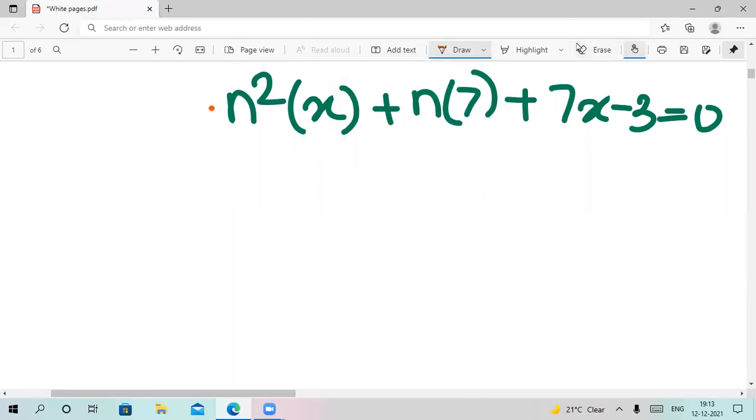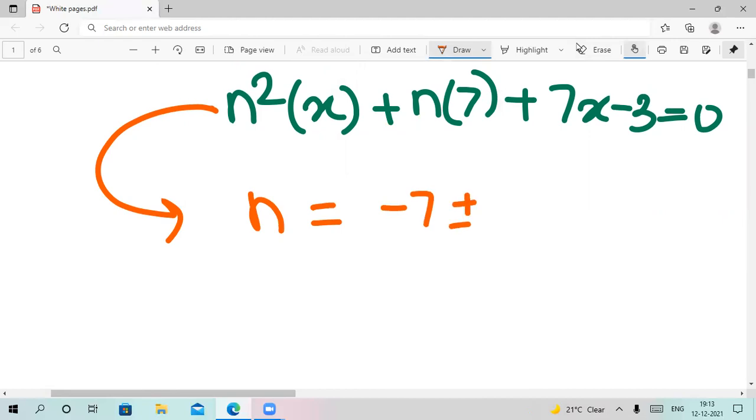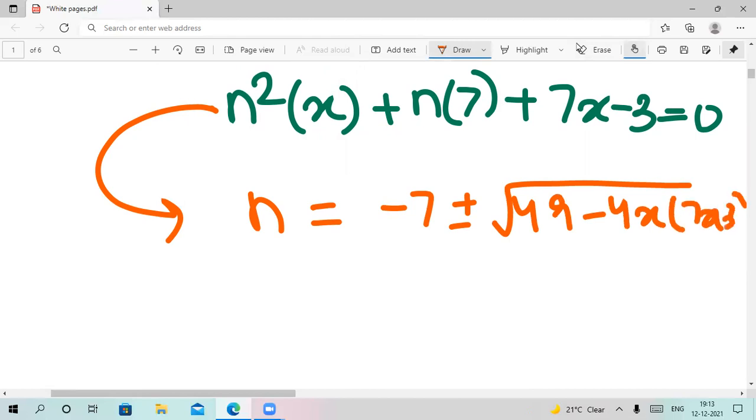I'm an Indian. So by Sridharacharya formula, which in America you usually call the quadratic formula, it will be negative 7 plus or minus the square root of 49 minus 4 times x times 7x minus 3, divided by 2 times x.